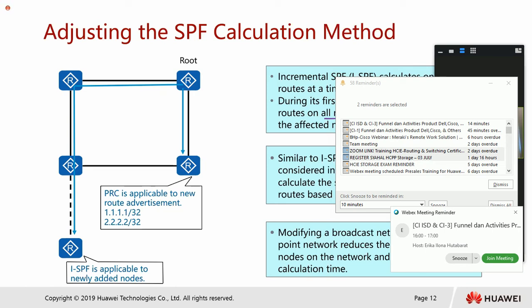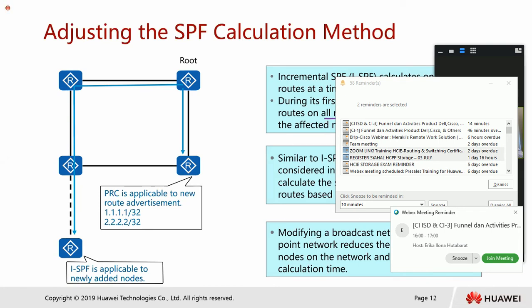Similarly to ISPF, PRC only considers the changed part. Okay, the partial route calculation. However, PRC does not calculate the shortest path, but updates the leaf route based on the SPT calculation by the ISPF. So we need to do the calculation based on the path that has been modified. The route has been modified, but it's not all.